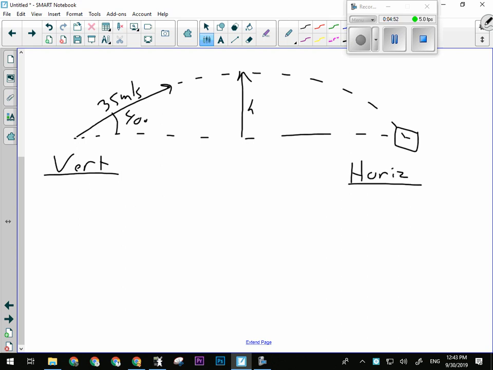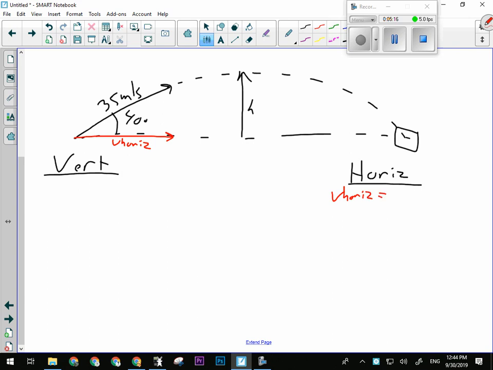So we have to remember about this vector that we always get for a fired at an angle projectile is that this side here is the horizontal component, and it represents the horizontal velocity of the human cannonball, which does not change.